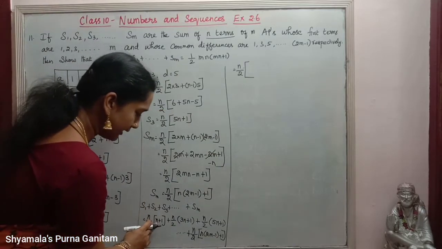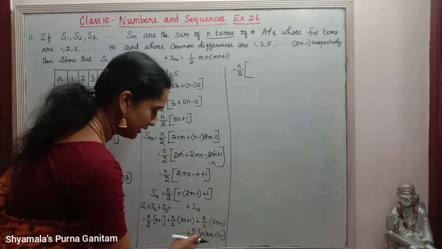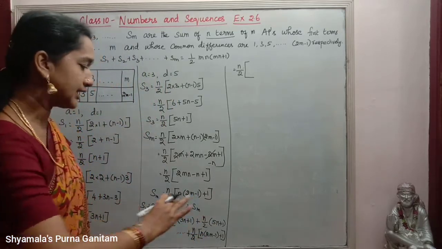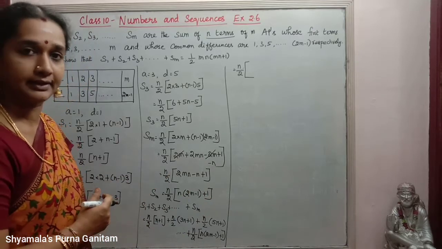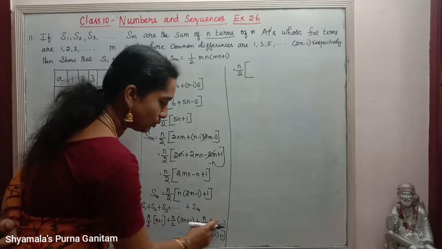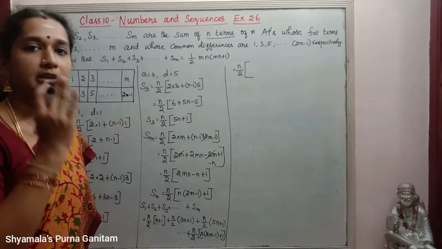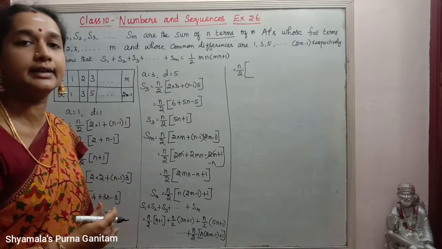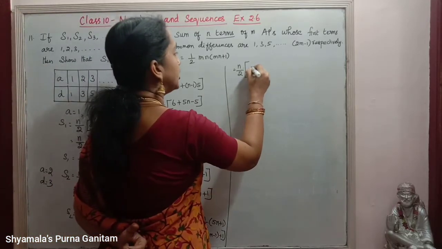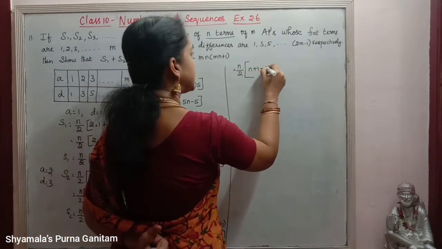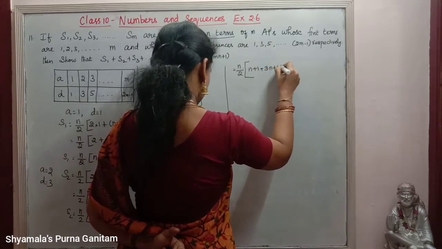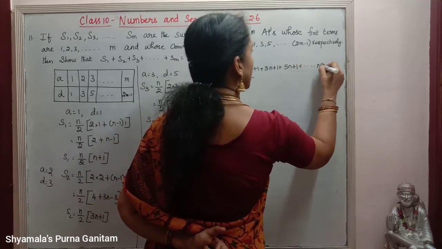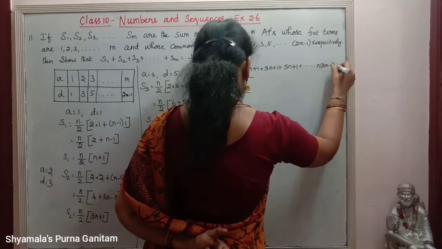Then n, 3n, 5n, n into 2m minus 1, like that we are having. So that has to be added separately. Then 1, 1, 1, in all the terms we are having 1, that is up to m terms. So that also needs to be added separately. So how we will do is n plus 1 plus 3n plus 1 plus 5n plus 1 plus n into 2m minus 1 plus 1.